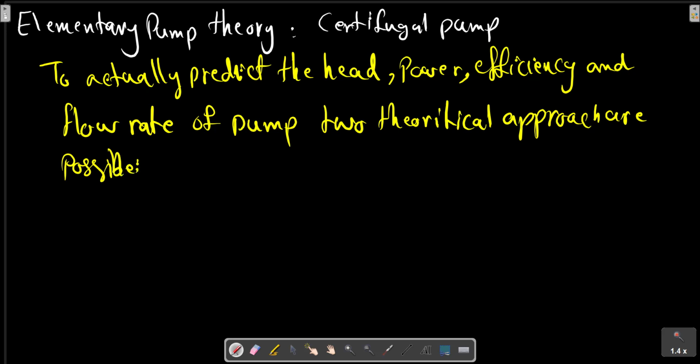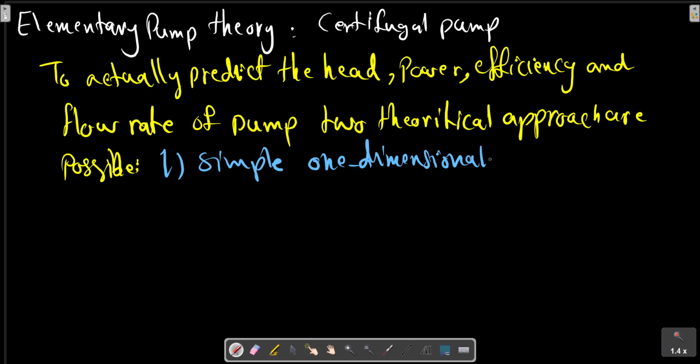The first one is simple one-dimensional flow formulas. And second is complex computer models that account for viscosity and three-dimensionality.